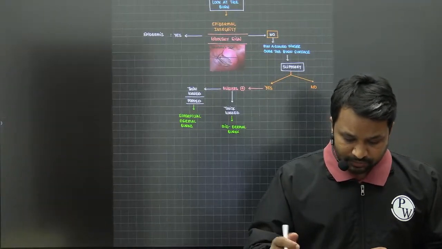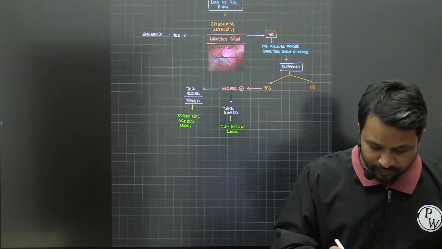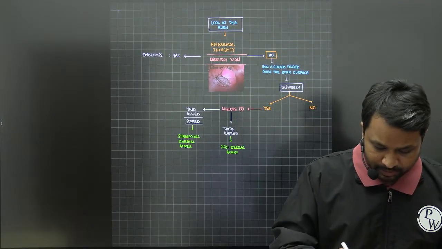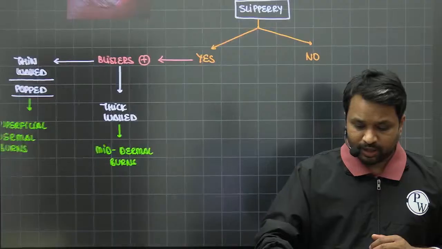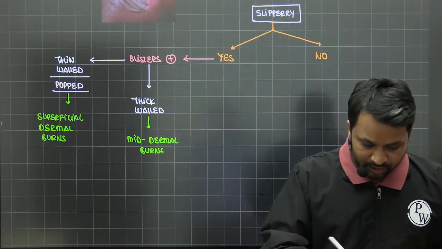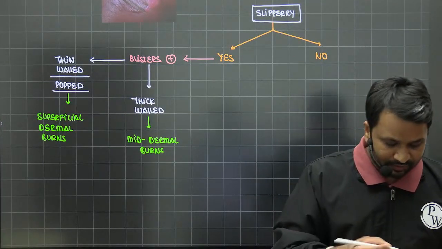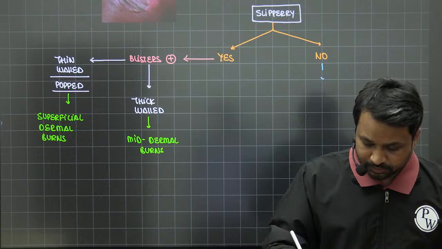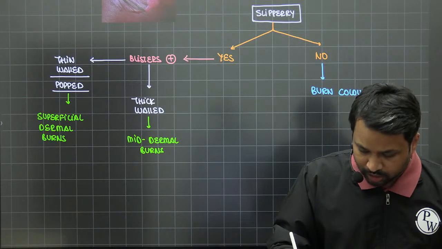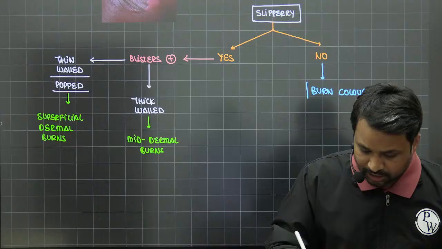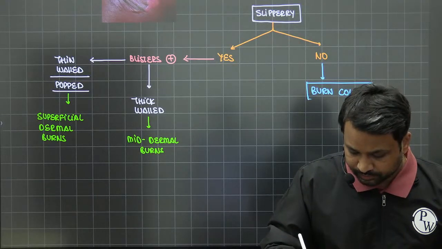Now imagine you're trying to rub your fingers and this is not slippery. I'm just going to shift the base a bit towards this side. Run your fingers, and it is not slippery. If it is not slippery, then you have to evaluate the burn color. What is the color of the burnt area that you're looking at?